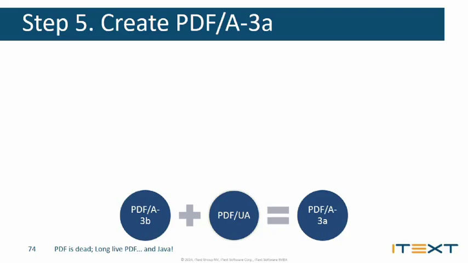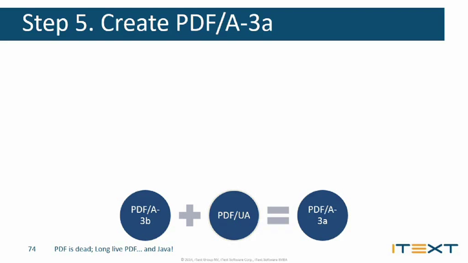So we've seen the accessibility part, the archiving part. If we put all this together, we can go towards PDF A3A, and the A is referred to as accessible. So this is a PDF file that is suited for archival, but it also has all the accessibility requirements in place.